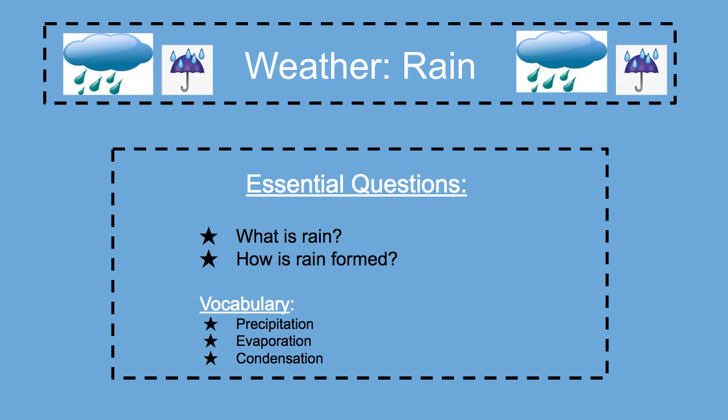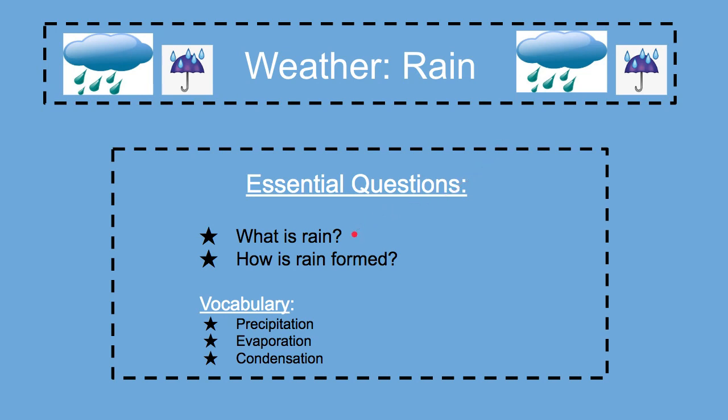Last week, we began to learn more about weather. We learned about so many different types of weather. This week, we're going to begin exploring specific types of weather. And today, we're going to start taking a closer look at rain. Here are some of the questions we're going to be answering throughout today's lesson.